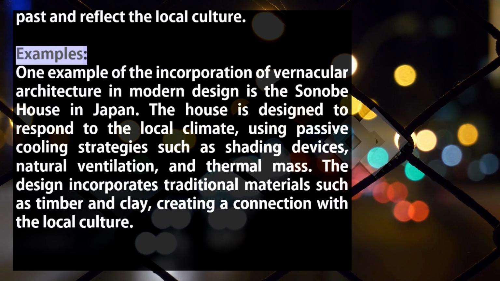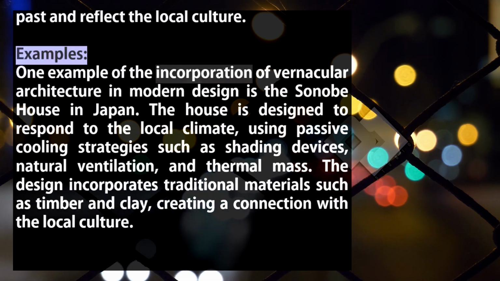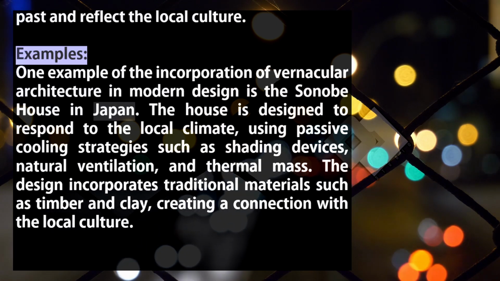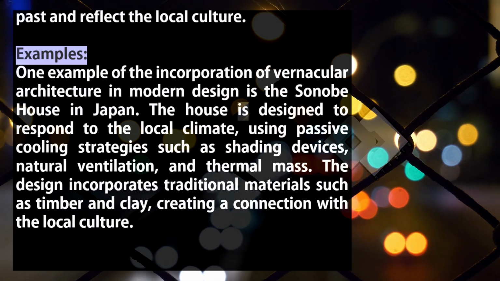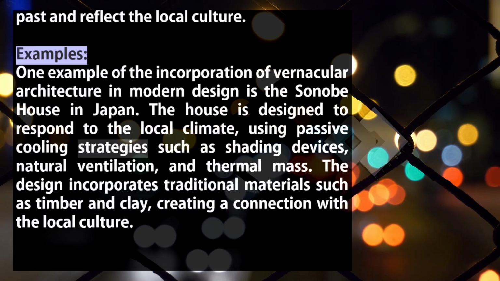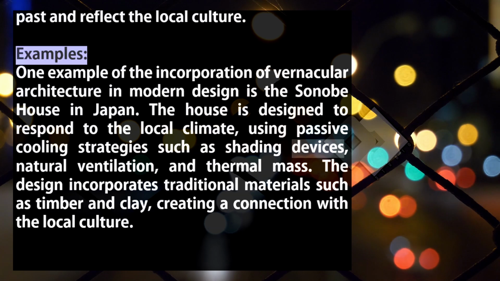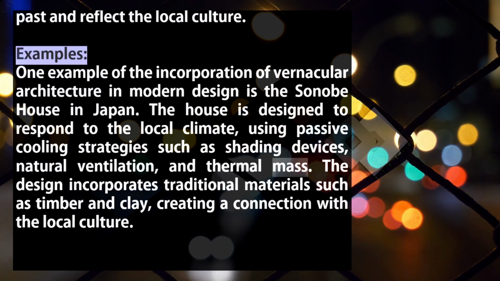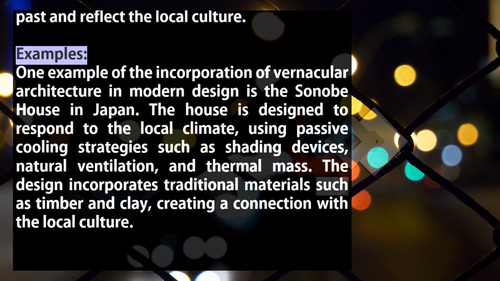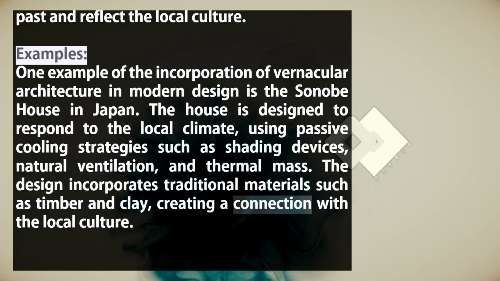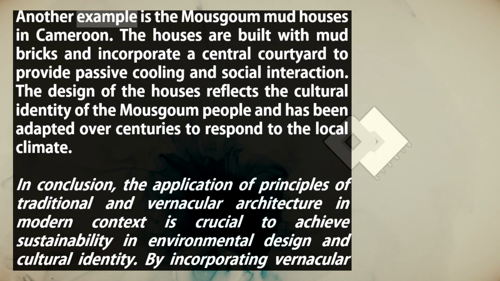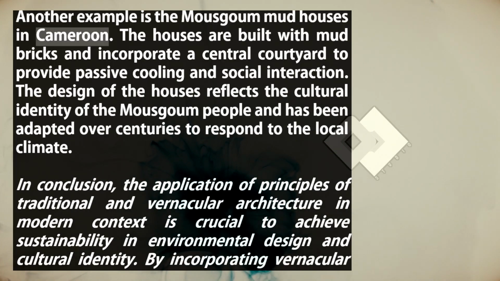Examples. One example of the incorporation of vernacular architecture in modern design is the Sanobe House in Japan. The house is designed to respond to the local climate, using passive cooling strategies such as shading devices, natural ventilation, and thermal mass. The design incorporates traditional materials such as timber and clay, creating a connection with the local culture. Another example is the Muskum mud houses in Cameroon.